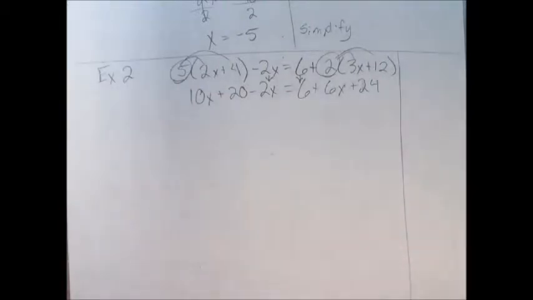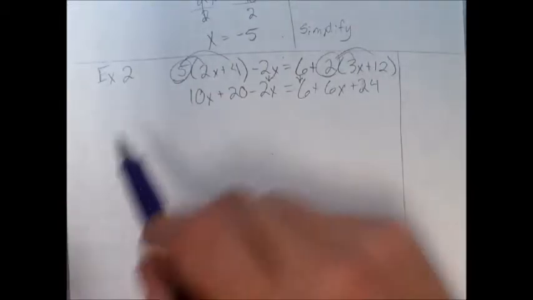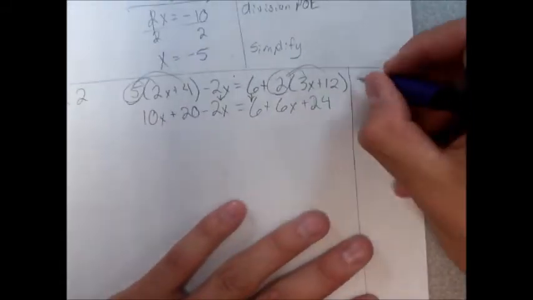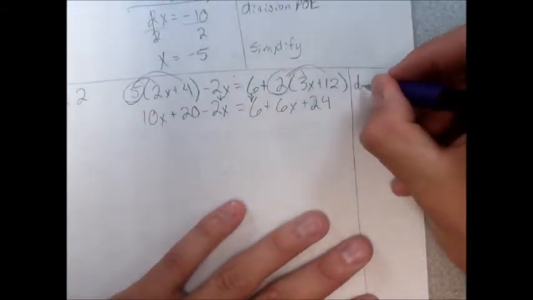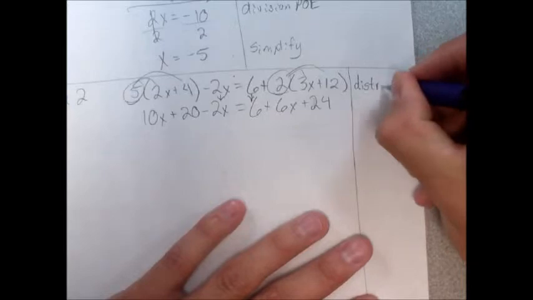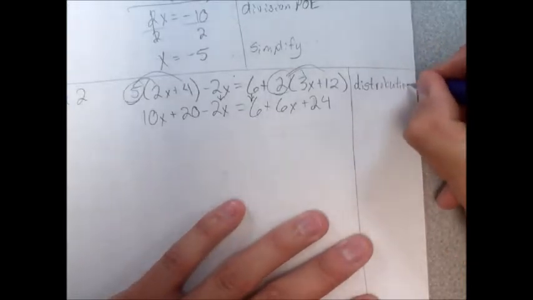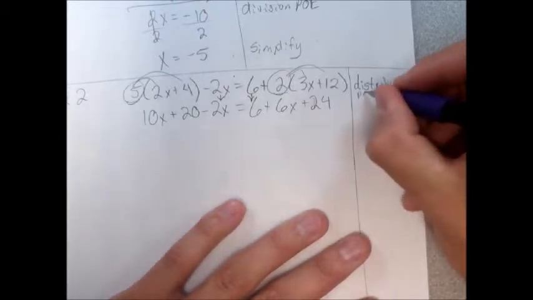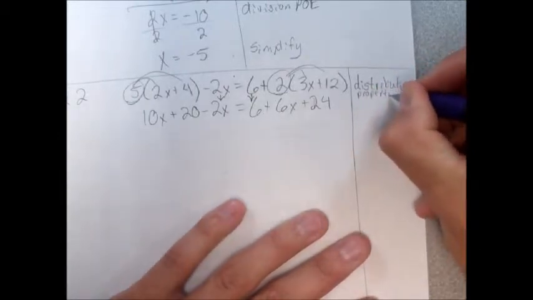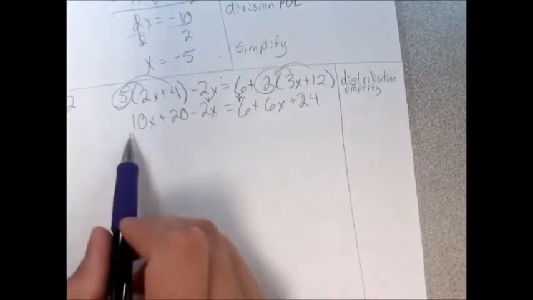Okay, I've got rid of that. I've simplified by using what property? The distributive property. Okay, that's the distributive property. I just can't write it all the way out. Okay, so that's one line.